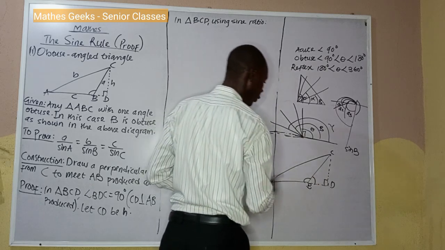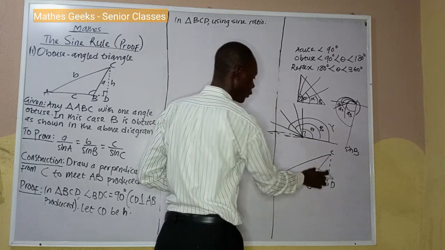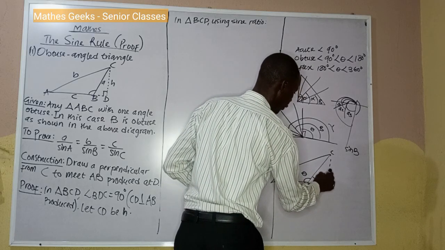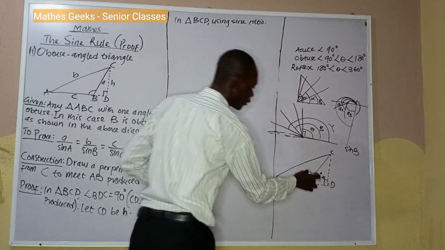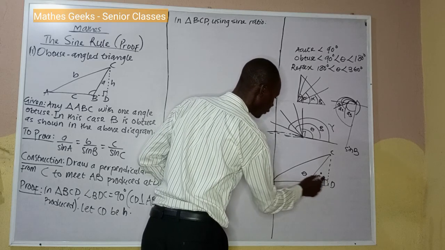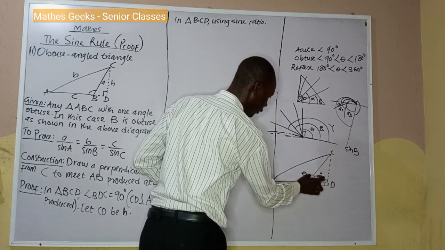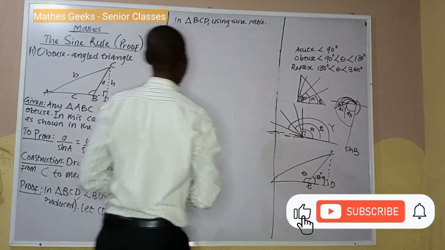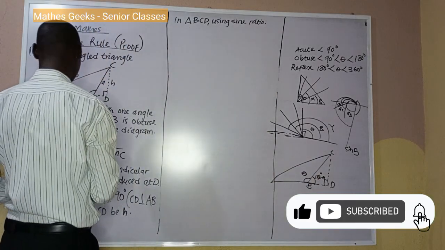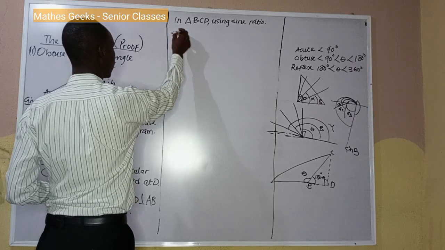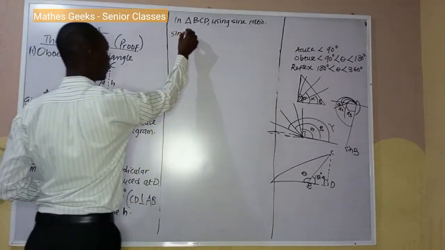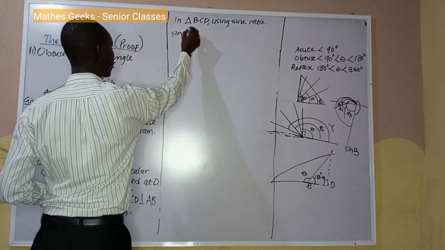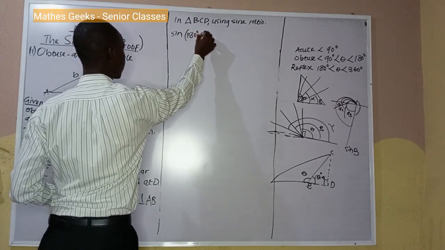So how do we know this angle? If here is theta, what would be this place? This place will now be 180 degrees minus theta. Why? Because this is angles on a straight line. So if here is theta, this part will be 180 degrees minus theta. So in triangle BCD, using sine ratio, we're going to have sine B is equal to sine 180 degrees minus B.